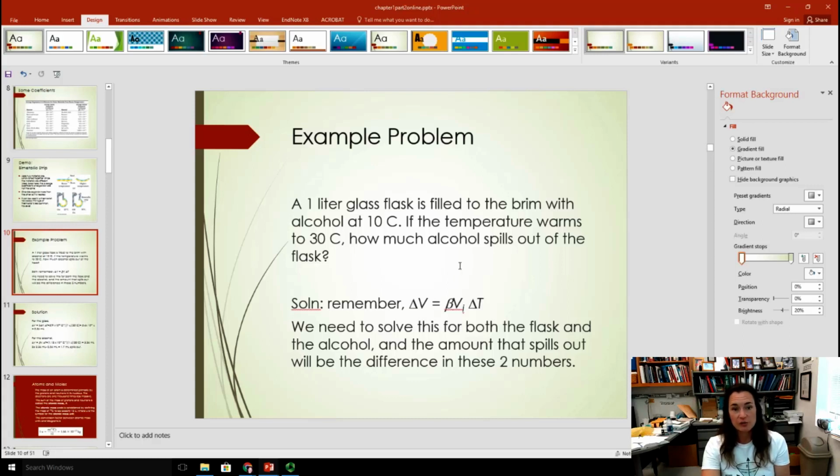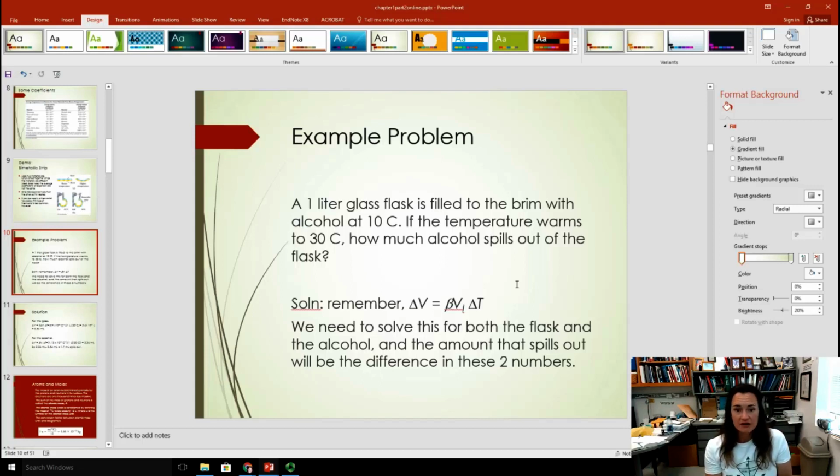Okay, so we're assuming here, like it says, that the 1 liter flask is filled to the brim, which means that if you heat it up, any expansion in the volume will cause the container to overflow. So we need to remember the equation for volume expansion. Delta V is equal to beta VI delta T. So what we need to do is solve for both the flask and the alcohol, and then take the difference in those two numbers to see how much alcohol is going to spill out.